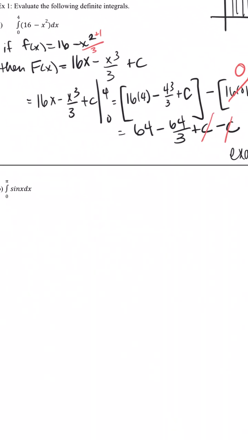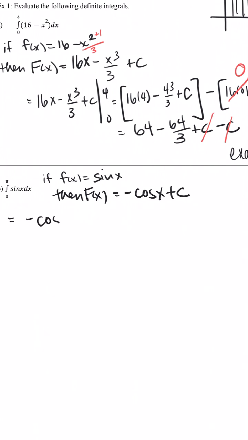This next one, the integral from 0 to pi of sine x. So first we have to find the antiderivative. If f of x is sine x, then capital F of x, the antiderivative of sine. Which function has a derivative of sine? It's going to be negative cosine x plus c. All right, so then this equals negative cosine x plus c from 0 to pi.